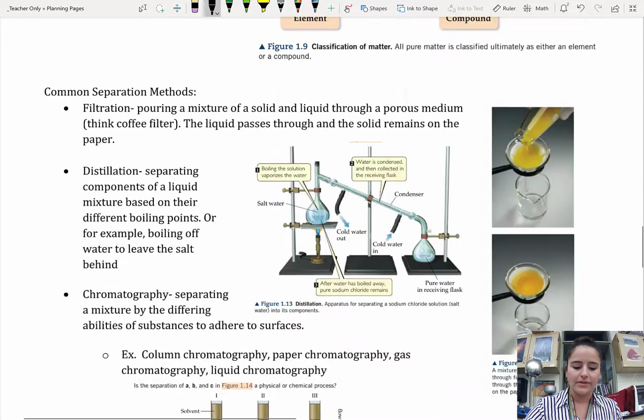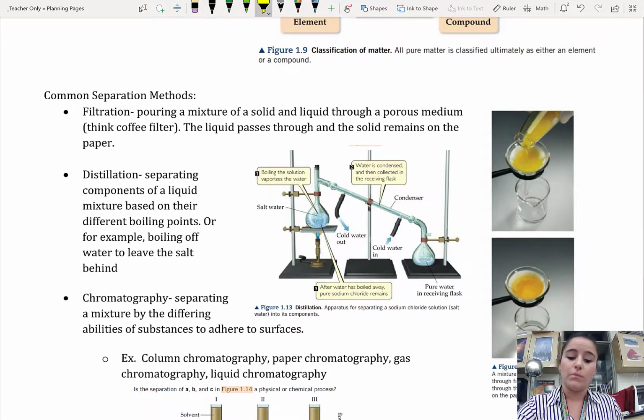There are a couple common methods that we'll talk about in more detail. Filtration, okay, is think about your coffee filter. You pour the water through the coffee, some of that coffee flavor goes through the filter, the coffee solid stays on the filter. Easy. Distillation, okay, this is a picture of a distillation apparatus for separating sodium chloride solution from its components.